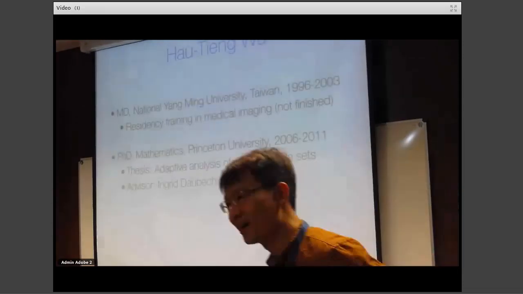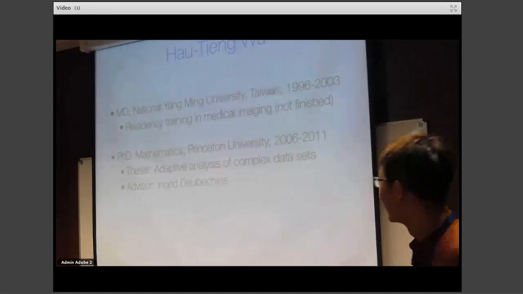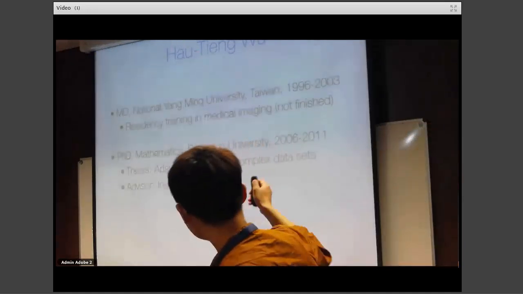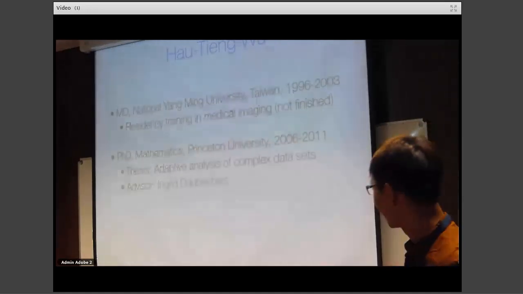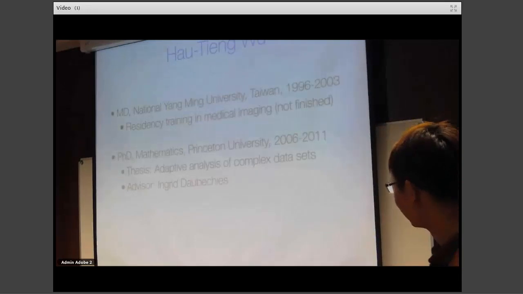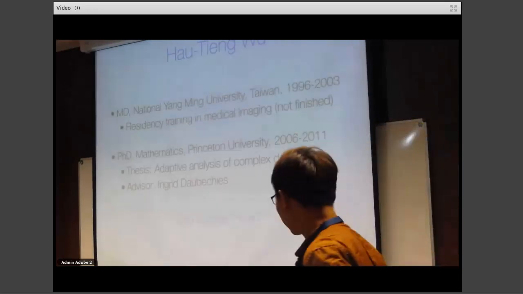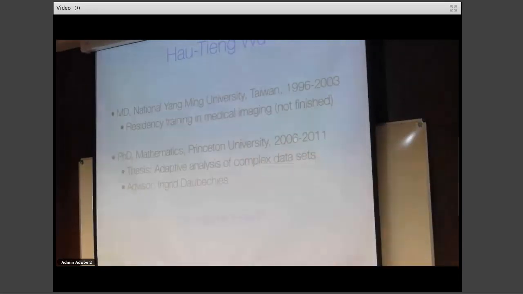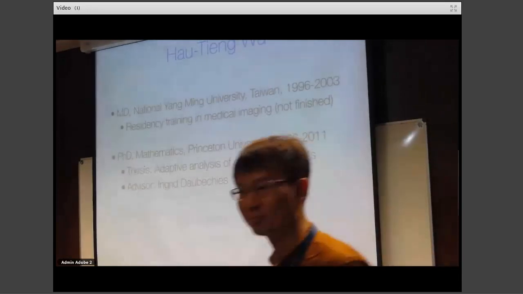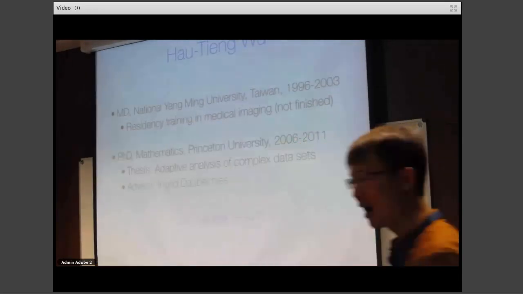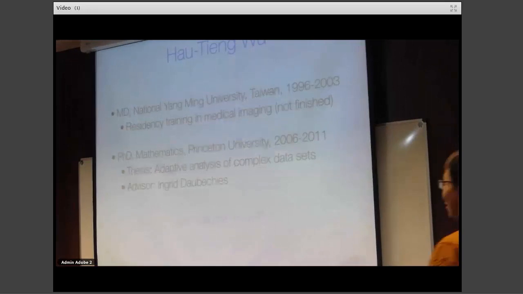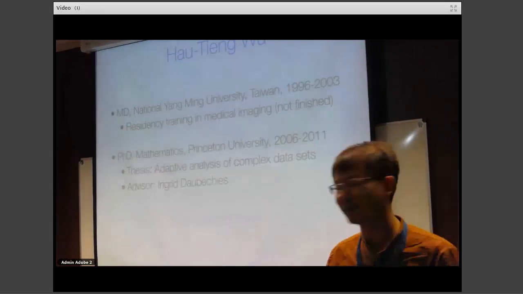Okay, so I believe most of you do not know me. So this is me, and I got my medical degree before I came to mathematics, and then I am in Duke. You can just call me Hau. Some of my friends call me Hau because Hau-tieng is difficult to pronounce, I believe. So just Hau. Okay, I will be happy to answer to Hau.